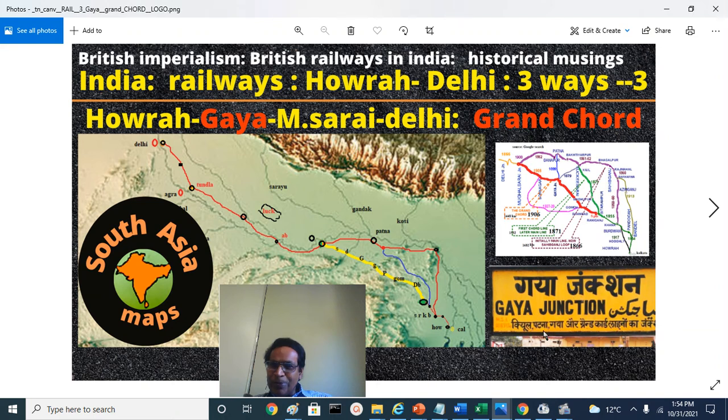We'll see the Gaya Junction here. Since the first part you'll see Sahibganj railway station. Second part you'll see the Kiyul Junction.